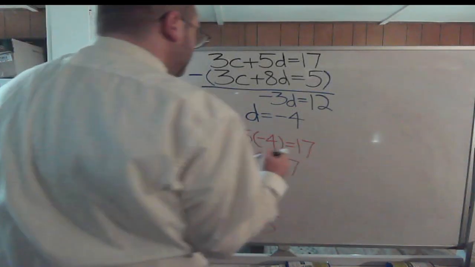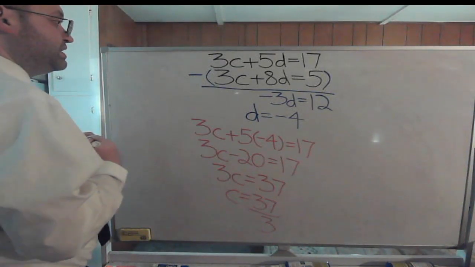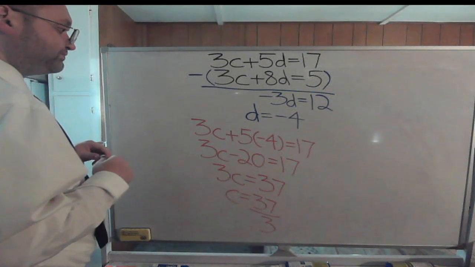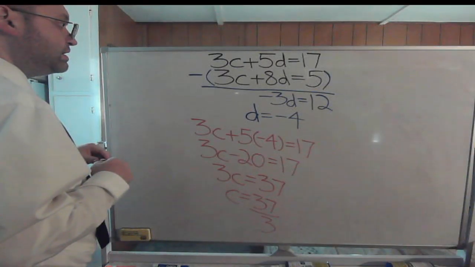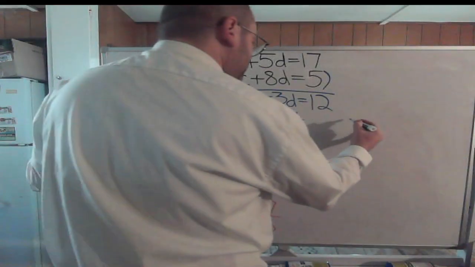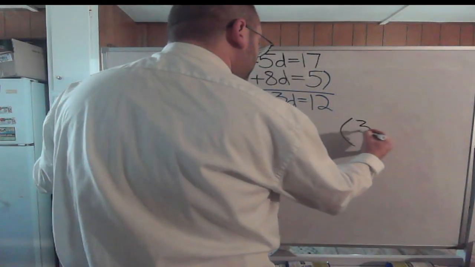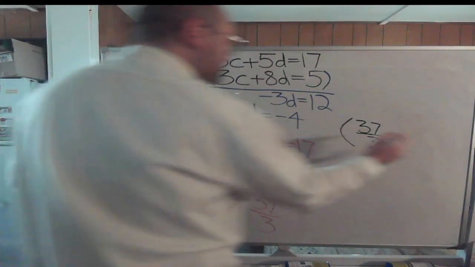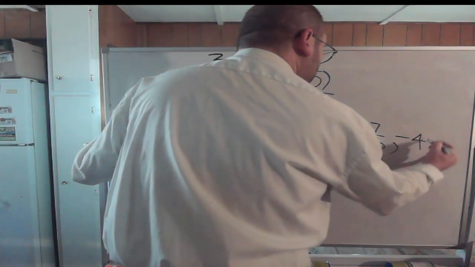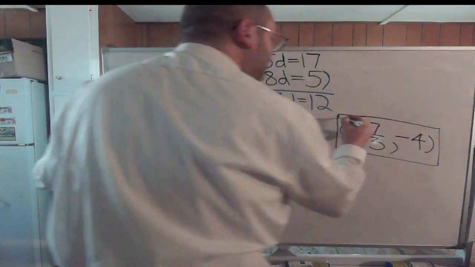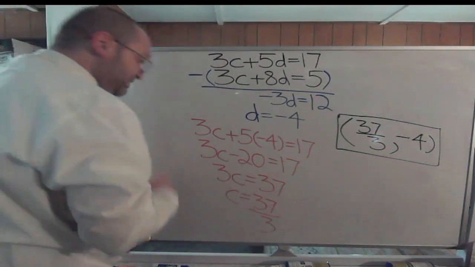Let me just check something here, minus 40. Yep, so let's see. Your c coordinate is 37 thirds, and then your d coordinate's negative 4. So the ordered pair you're looking for is 37 thirds, negative 4. That would be the answer to this.